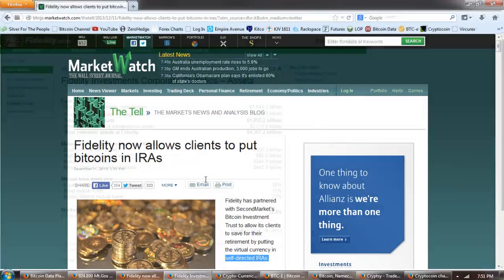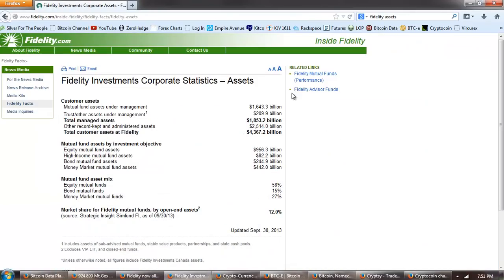Now let's look at Fidelity assets under management. Fidelity is one of the big ones, and you can see here's our Illuminati pyramid up here, and you can see total customer assets under management is $4.367 trillion that's under management.